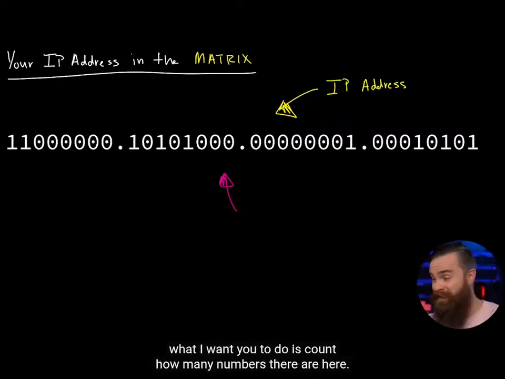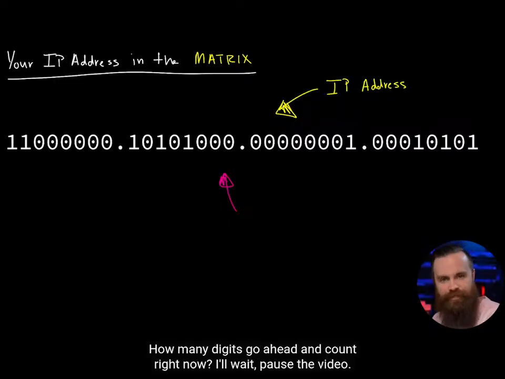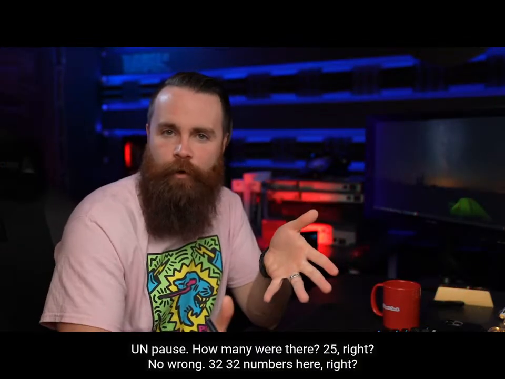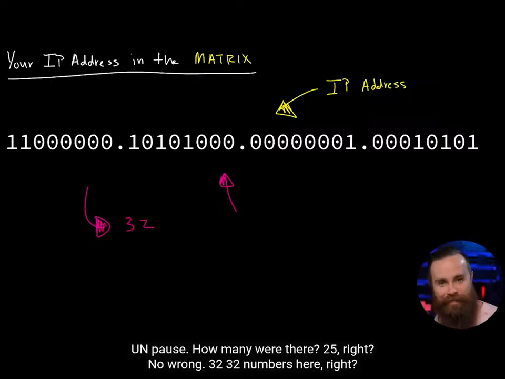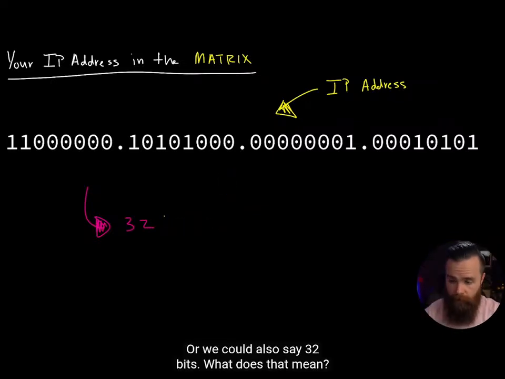Now, first, what I want you to do is count how many numbers there are here, how many digits. Go ahead and count right now. I'll wait. Pause the video. Unpause. How many were there? 25, right? No, wrong. 32. 32 numbers here, right? Or we could also say 32 bits.